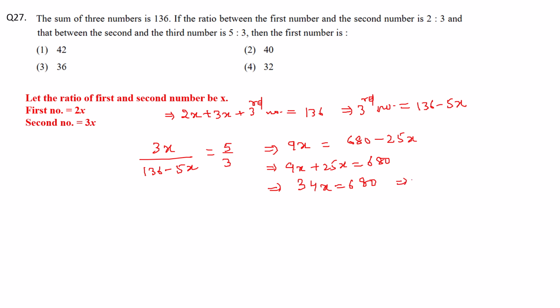So from here I will get the value of x as 680 divided by 34, which will give me the answer as 20. But you have to find the first number, isn't it? First number is 2x. So 2 into 20, which will give me 40. So second is the correct option.